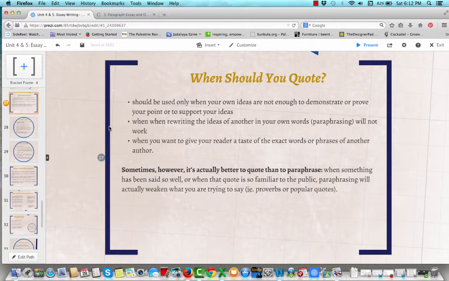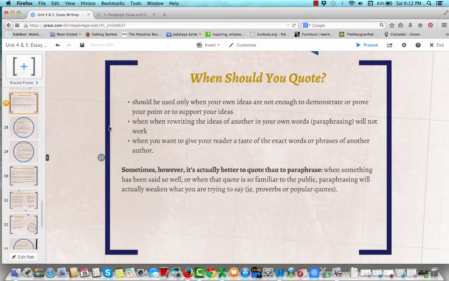And the same goes for paraphrasing. Paraphrasing is when you summarize what is being said or summarize an idea that is being said and it's not your own idea, you should still cite the source. But going back to when you should quote.